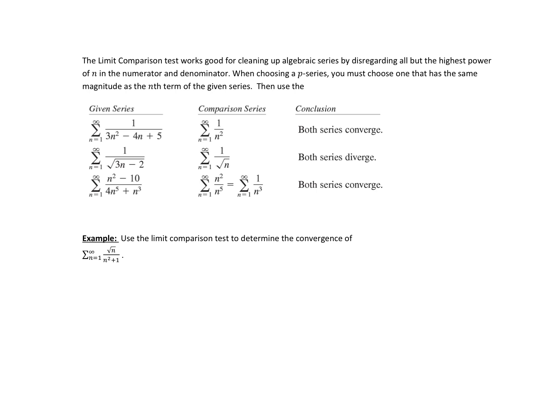This turns out to be very useful when we're looking for something to clean up a ratio with some powers in it. All right. So when choosing a P series, you must choose one with the same magnitude in the nth term. If it doesn't have the same magnitude, it's not going to work for us. All right, so here's some examples.